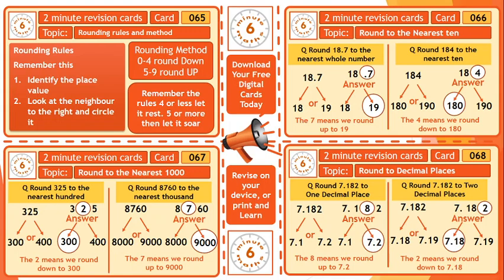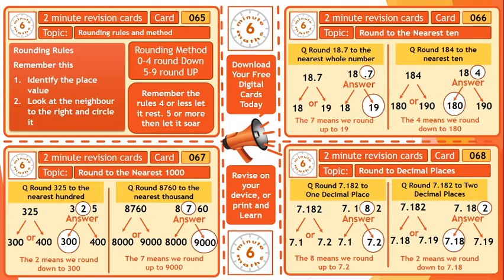Okay, the rules for rounding. Identify your place value, then you look at the neighbour to the right and you have to look at the rules. So the rounding method is, if the neighbour to the right is 0 to 4, you round down, and if it's 5 to 9, you round up. So you need to remember the rules, yeah? And there's a little rhyme: remember the rules. 4 or less, let it rest. 5 or more, let it soar.